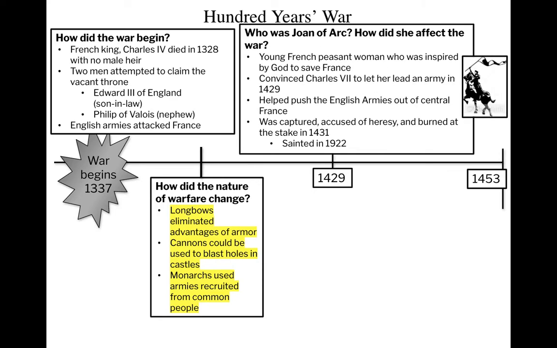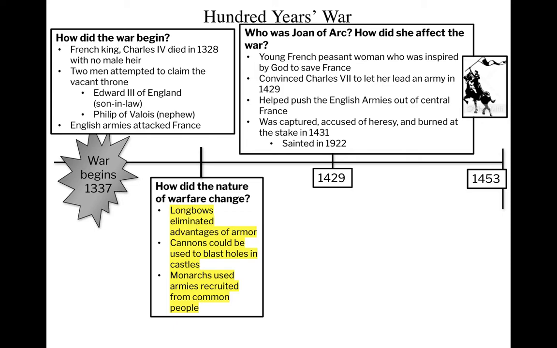Joan of Arc. So we watched the little video the other day and talked about her, but she was a young French peasant woman who was inspired by God to save France. She convinced Charles VII, who was the King of France, to let her lead an army in 1429 at the Battle of Orleans, and she won. And she helped push the English armies out of central France.